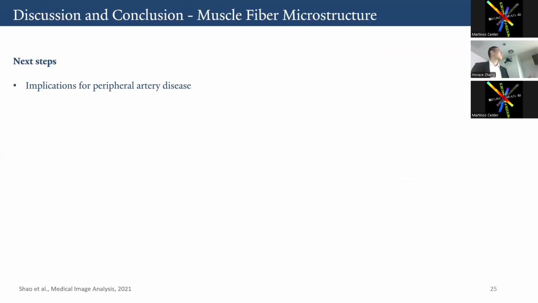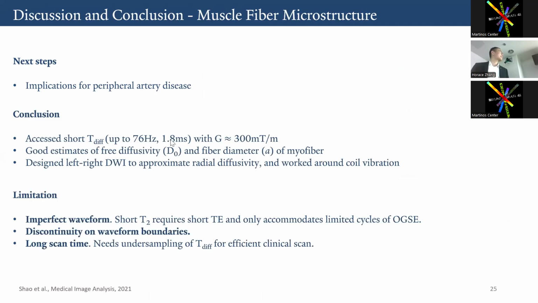The next step for this project is to study the implications of such protocols for peripheral artery disease. And the conclusion is that we have accessed a short diffusion time up to 76 Hertz with the nonlinear gradient coil. And we have shown good estimates of free diffusivity and fiber diameter. And these are some technical problems that we have worked around.